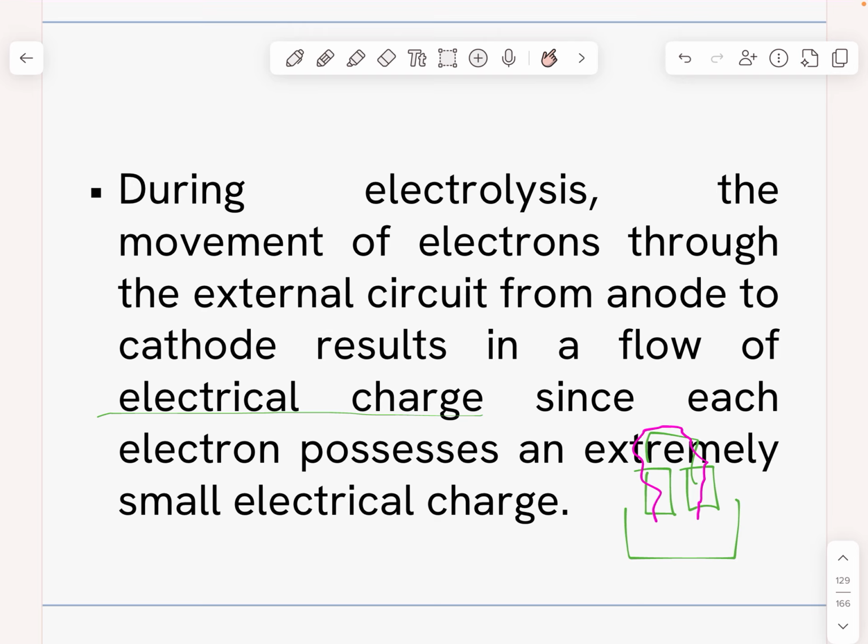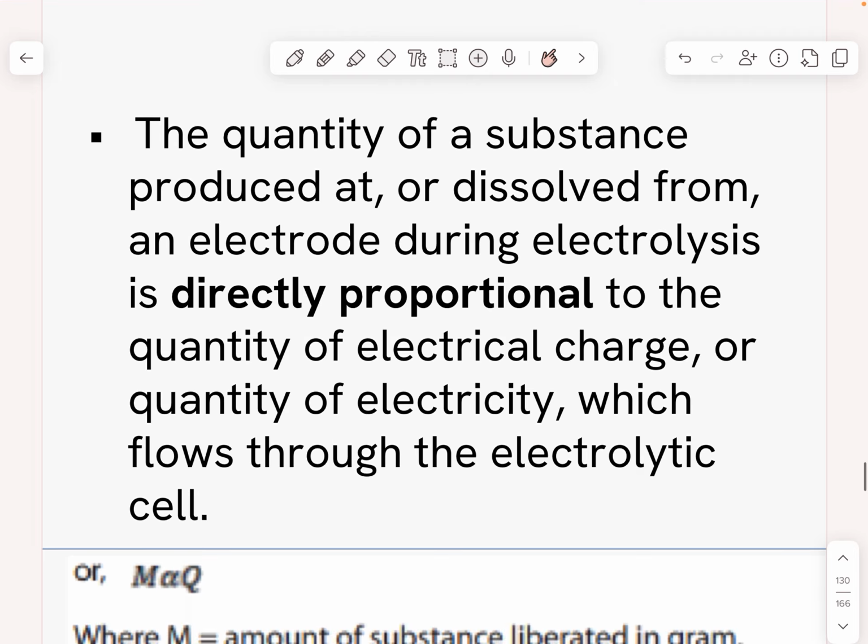So what that is saying is that, yes, we have our circuit on the right here, and as an electrical charge is flowing around the circuit, now those are our electrodes, we have electrons flowing along with the electrical charge, right? Now, the quantity of a substance produced at or dissolved from an electrode during electrolysis is directly proportional to the quantity of electrical charge or quantity of electricity which flows through the electrolytic cell.